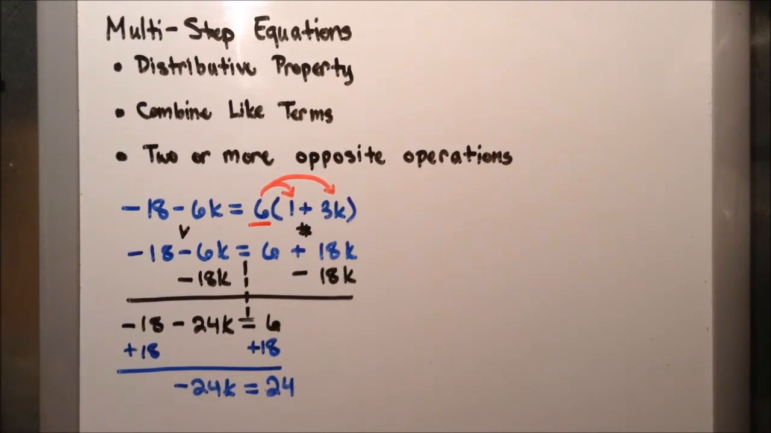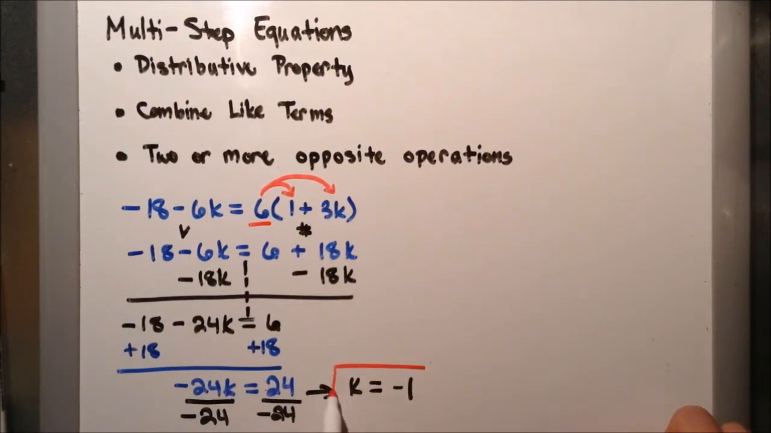So what I'm going to do is I want to get k by itself. Since it's multiplying with the negative 24, I'm going to do the opposite, which is divide by negative 24. Since I did it on the left, I got to do it on the right, divide by negative 24. So k will equal, so over here, negative 24 divided by negative 24 is 1, which is why I only have k on the left. Then 24 divided by negative 24 would be negative 1. So that will be our final answer in this example.